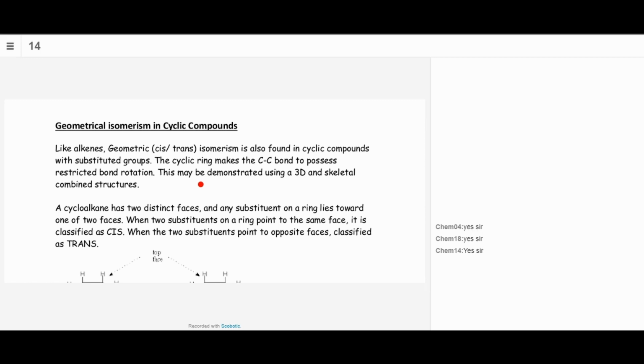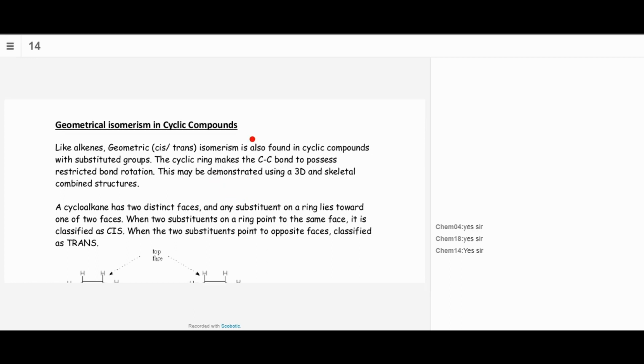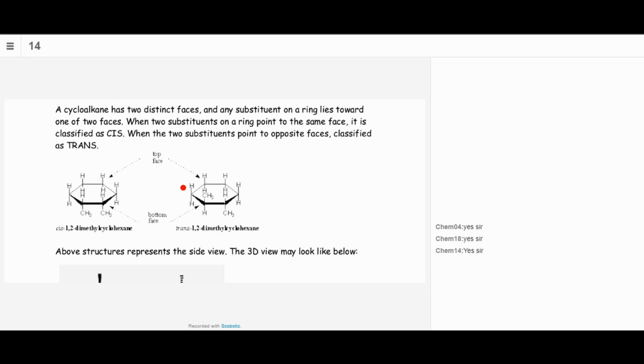So cyclic compounds do not need to have a carbon-carbon double bond. The cyclic nature itself gives the restricted bond rotation, right? So a cycloalkane, especially, need not be a cycloalkene. A cycloalkane has two distinct faces. Now, if you analyze a 3D form of this, you have the top face, that's the top part of it, imagined in the 3D form, and you have the bottom face, right?